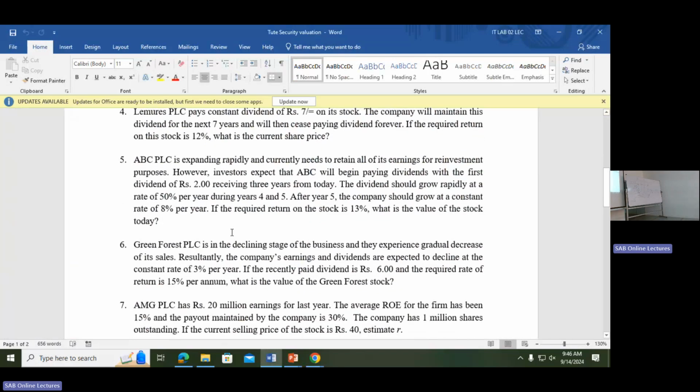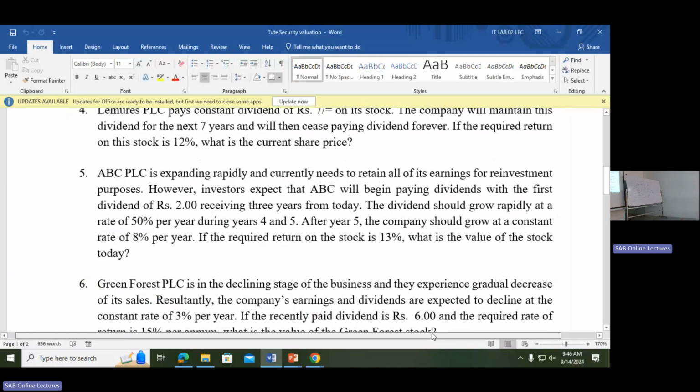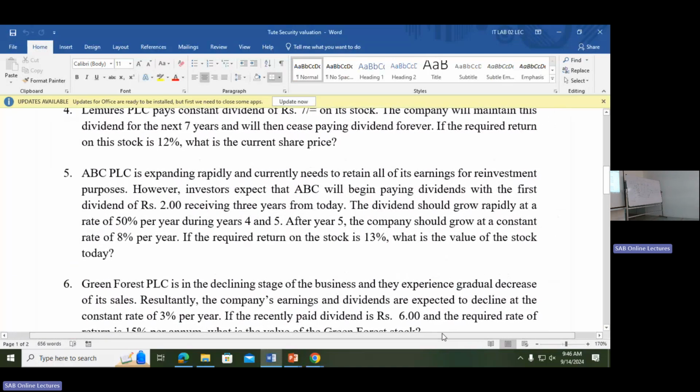Right, now look at this ABC PLC share. This is your tutorial. ABC PLC is expanding rapidly. Look at that question. ABC PLC is expanding rapidly and currently needs to retain all of its earnings for reinvestment purposes. Any questions? This is a tutorial section.